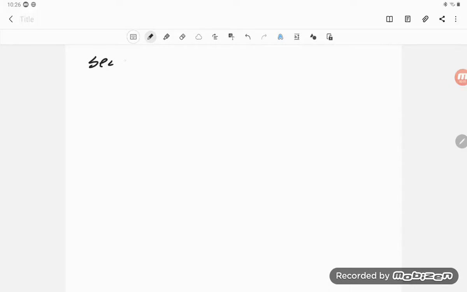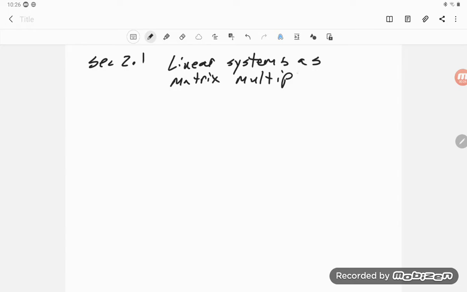All right, section 2.1. Now that we know matrix multiplication, we want to look at linear systems as matrix multiplication. Well, and for that matter, scalar multiplication.